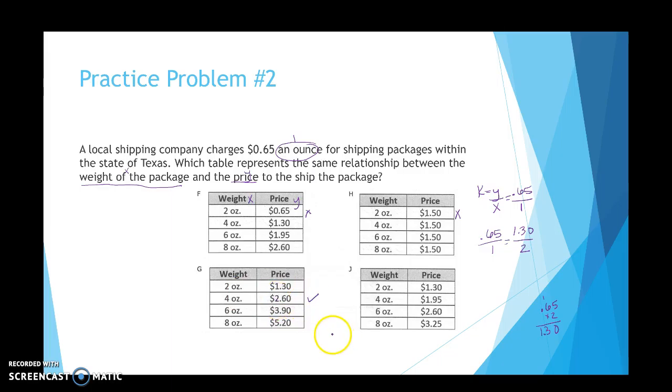So this one is correct, but pay attention because the graph will not always go at the same rate. This may be 2 ounces, 5 ounces, 7 ounces, 8 ounces, so pay attention to that.